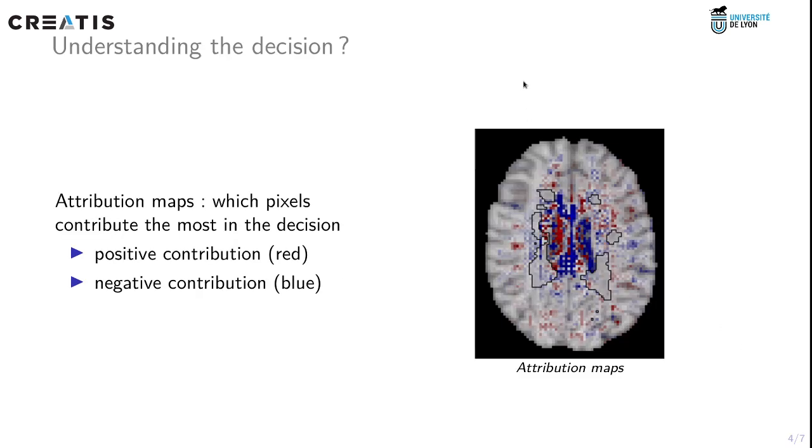There is a lot of ongoing work on how to understand the decision of neural networks. One of the tools that has been proposed is attribution maps, which tell you which pixels contribute the most in the decision. For example, for a diagnosis problem, pixels in red here claim that this is a patient image, while pixels in blue claim that this is a healthy subject image. In the next two slides, I'll show you on two examples how we use attribution maps to double-check our training and improve our performance for MS diagnosis and brain tumor diagnosis.